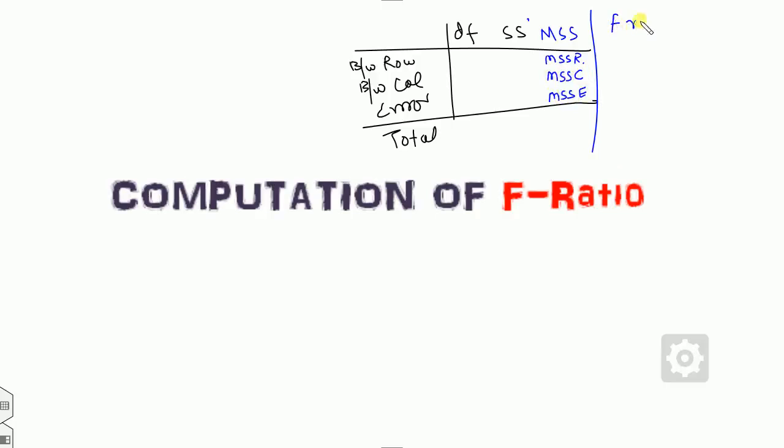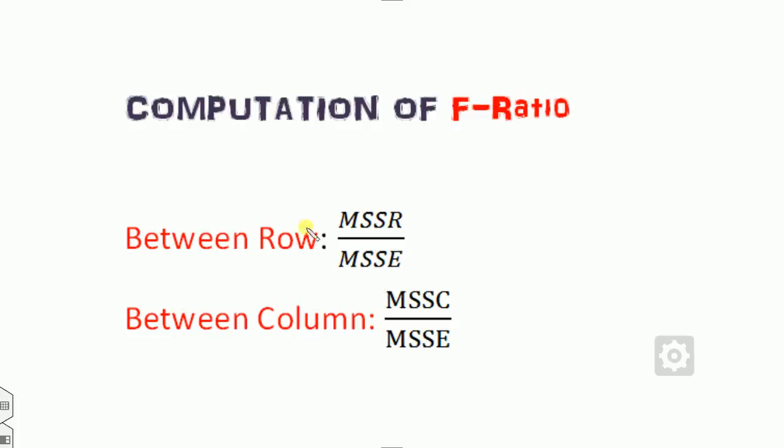So the first F ratio, corresponding to the row, is MSSR divided by MSS error. Remember, always error in the denominator. Similarly for the second factor, MSS column divided by MSS of the error. So this is the way to compute the F ratio between the rows and between the columns.